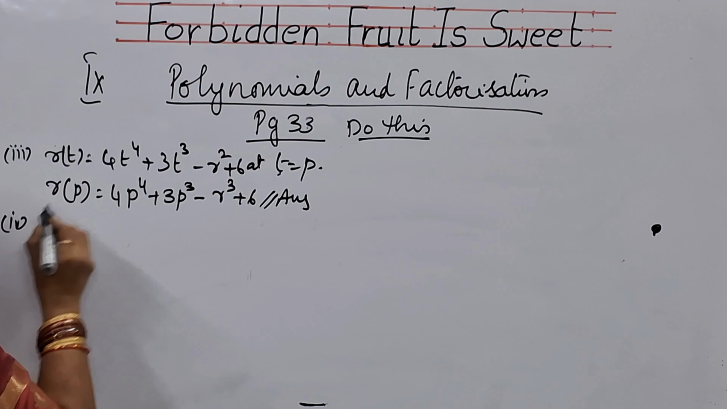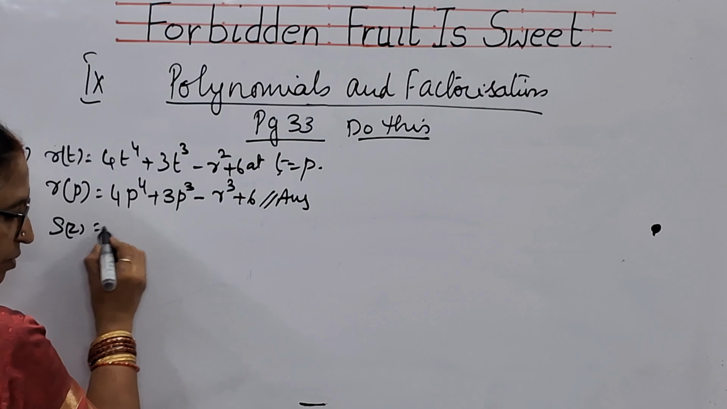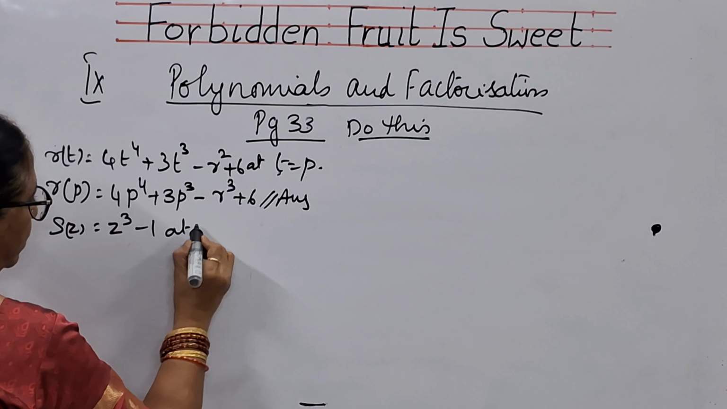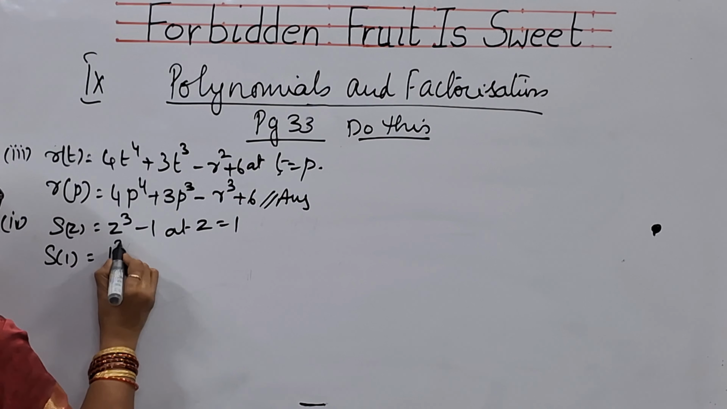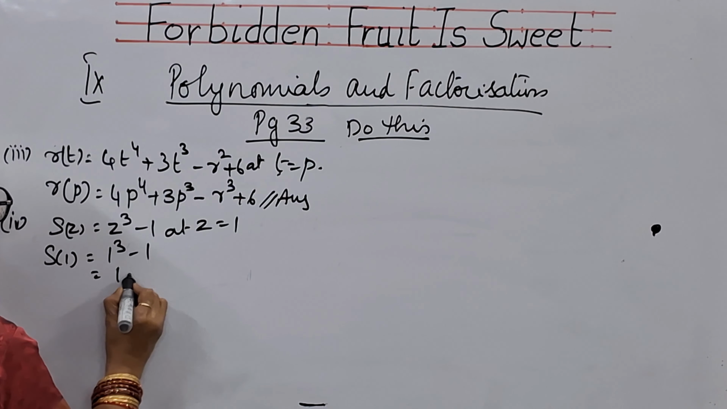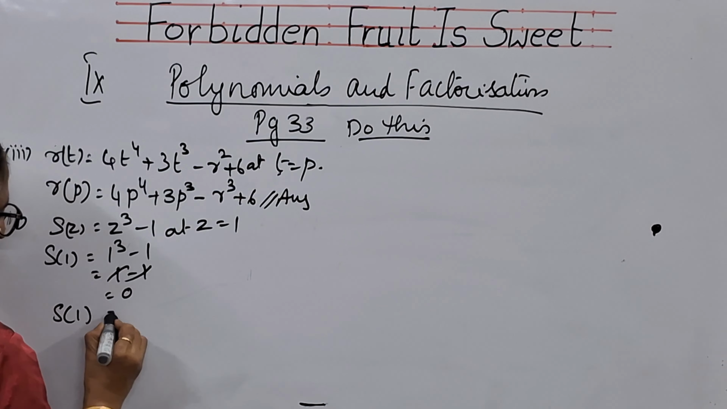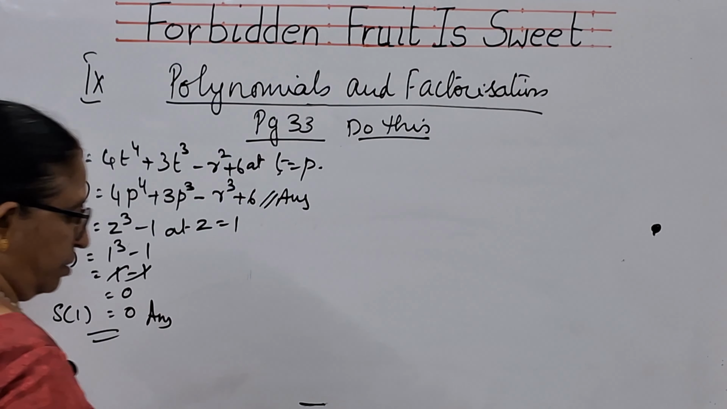Now, let us go to the fourth one. S of z is equal to z cube minus 1 at z is equal to 1. So, S of 1 is equal to 1 cube minus 1, that is 1 minus 1. You are getting 0. So, S of 1 is equal to 0 is the answer.